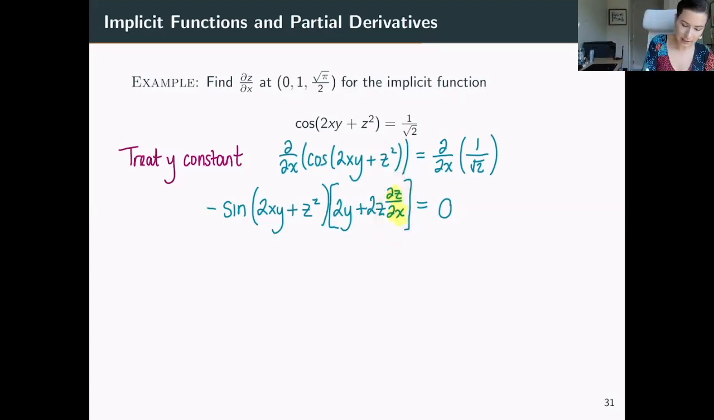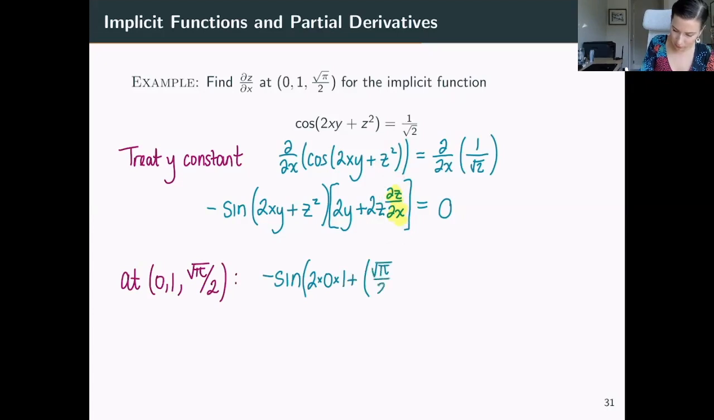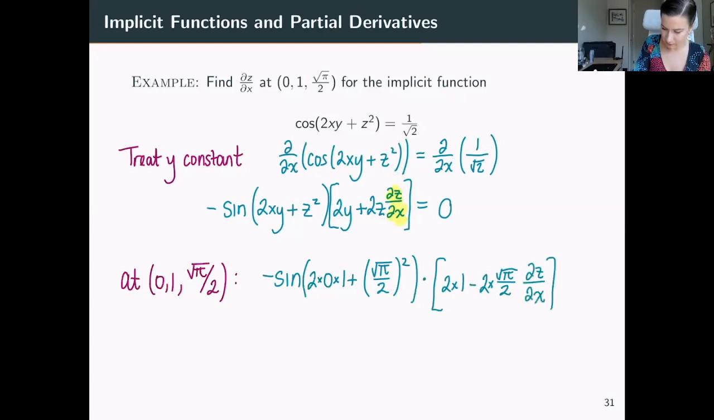And so we're going to fix our point. At the point (0, 1, root pi over 2), we're going to have negative sine of, we'll have 2 times 0 times 1, plus root pi over 2, and that's all squared, times the 2 times 1 minus 2 times root pi over 2, and then dz by dx. And this is all equal to 0.